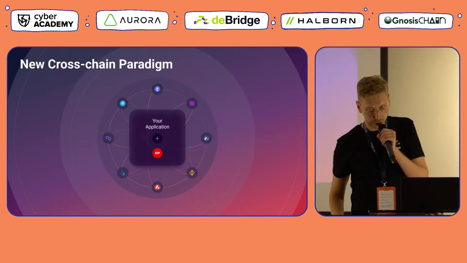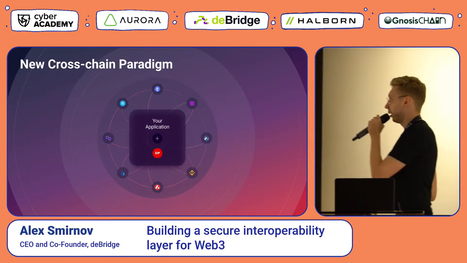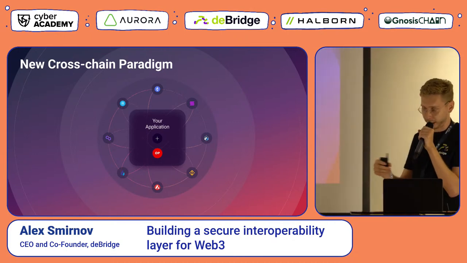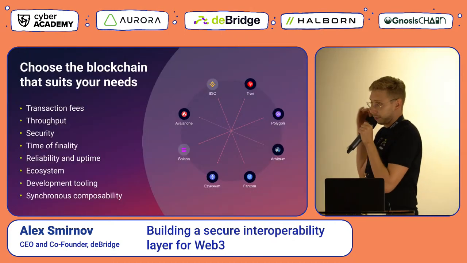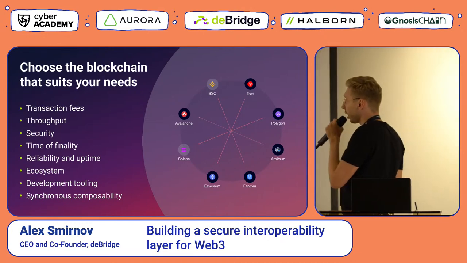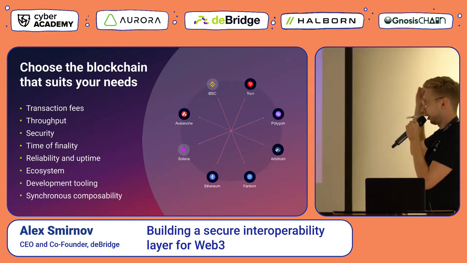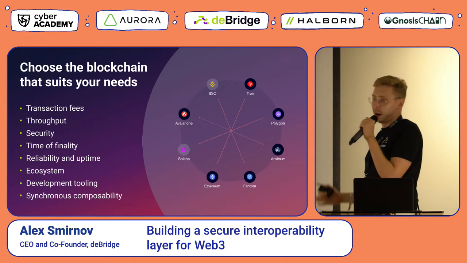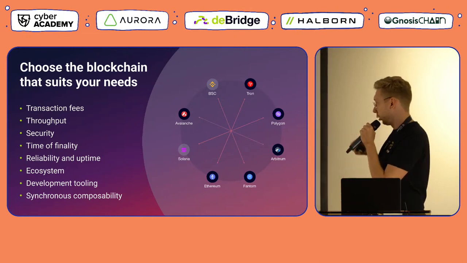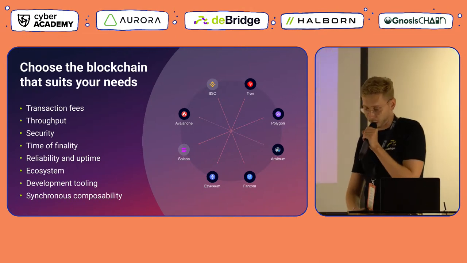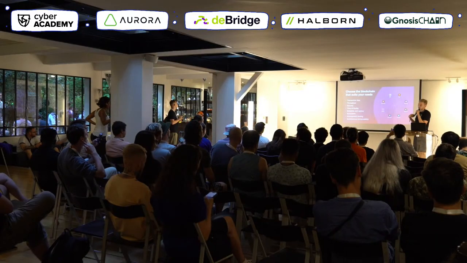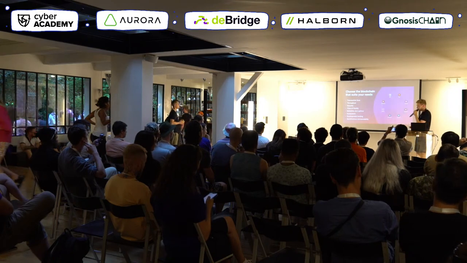And I think that many DeFi and blockchain projects will gradually move toward the application-centric approach, where you just pick the blockchain that best suits your needs. And then, through the interoperability layer, your protocol will become available from any other chain. There is a specific set of parameters to consider when you pick the blockchain to deploy on: security, throughput, reliability, or whether it has the protocols with which your protocol needs synchronous composability. For example, if you need price feeds, you would probably deploy on a chain where Chainlink oracles exist.